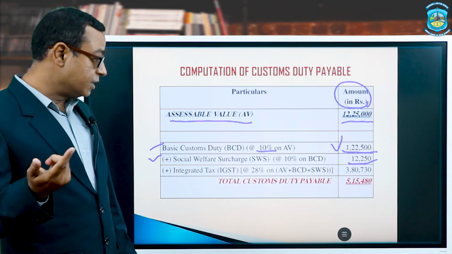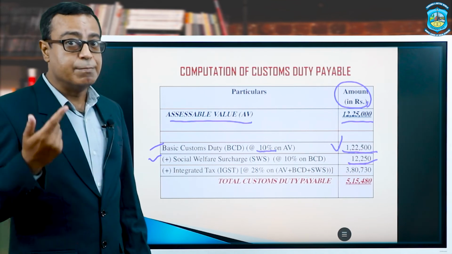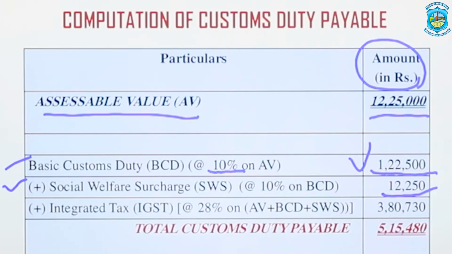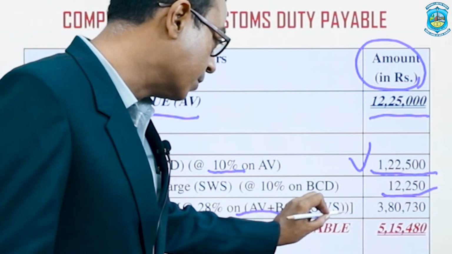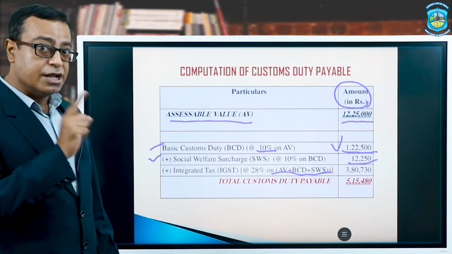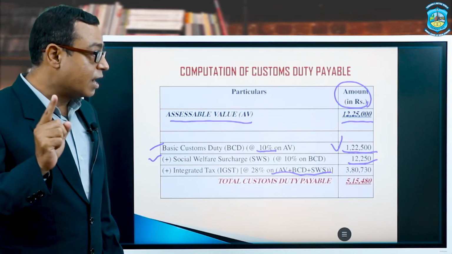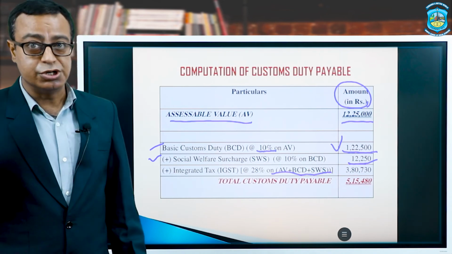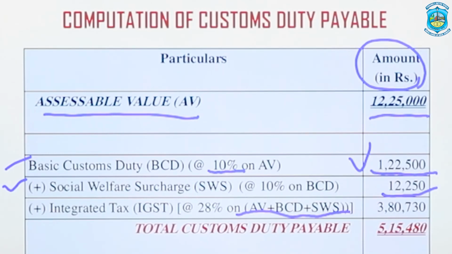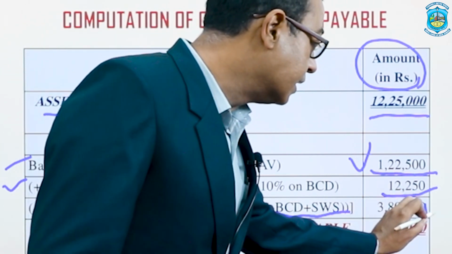Now, the last, IGST, or you can say integrated tax. It is 28%, but again you have to remember on which value this 28% we have to calculate. It is very important. It will be 28% of assessable value plus basic customs duty plus social welfare surcharge. It means it will be 28% of 12,25,000 plus 1,22,500 plus 12,250, that will give you 3,80,730 rupees. That is your integrated tax amount.